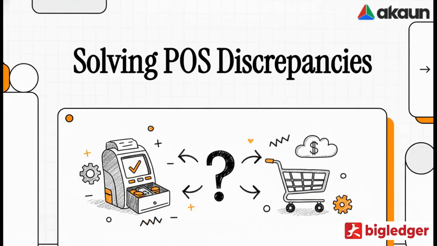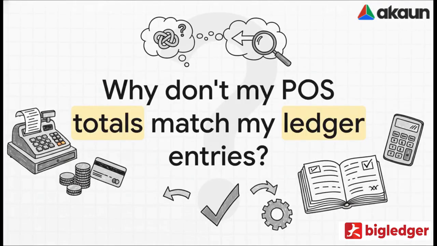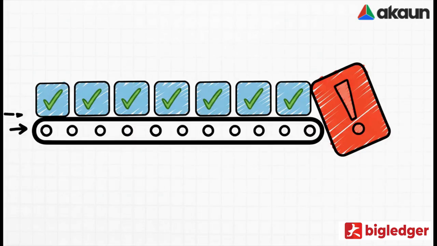POS discrepancies are a huge headache. In this explainer, we're going to solve them for good. So why don't your POS totals match your ledger? It's super frustrating, but the fix is usually simple. Look, most of your sales are totally fine. It's the exceptions, the weird ones, that mess things up.